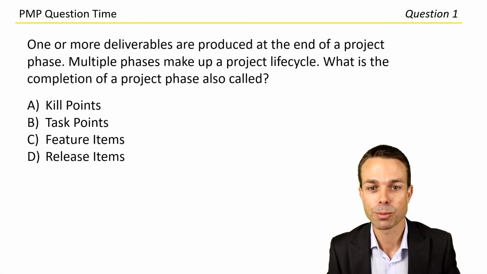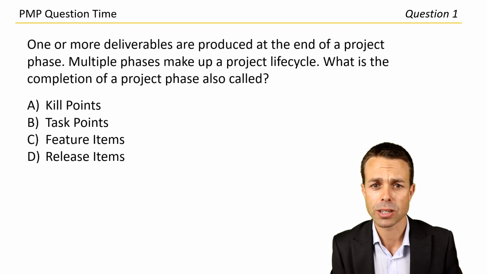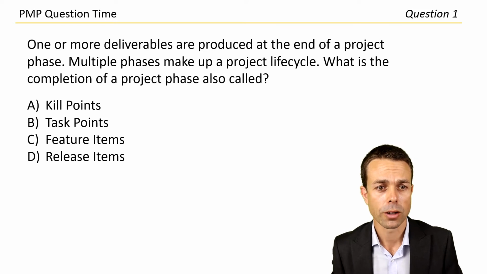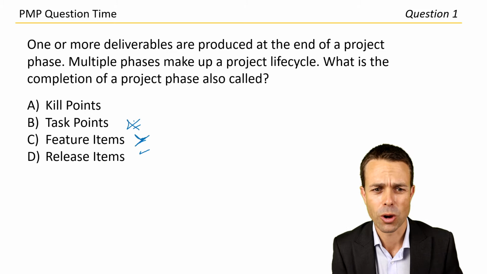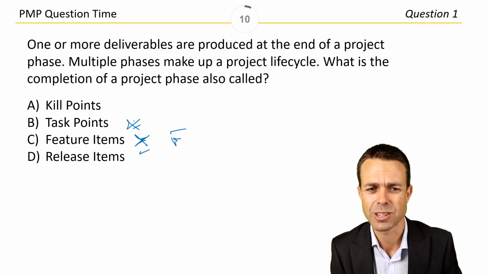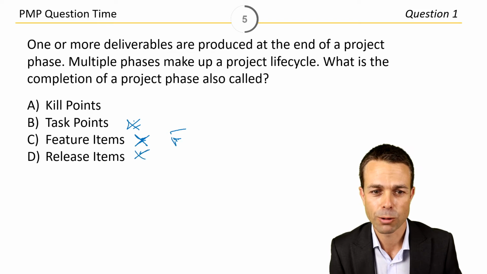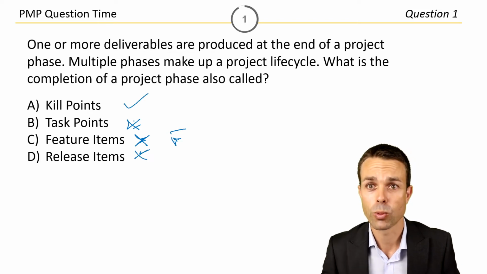One or more deliverables are produced at the end of a project phase. Multiple phases make up a project lifecycle. What is the completion of a project phase also called? Okay, we've got kill points, task points, feature items, release items. Task points, no. Feature items, no. It could be features, but not feature items. Release items, again, it could be releases, but not release items. Kill points are the end of a phase, so let's work with kill points for now.